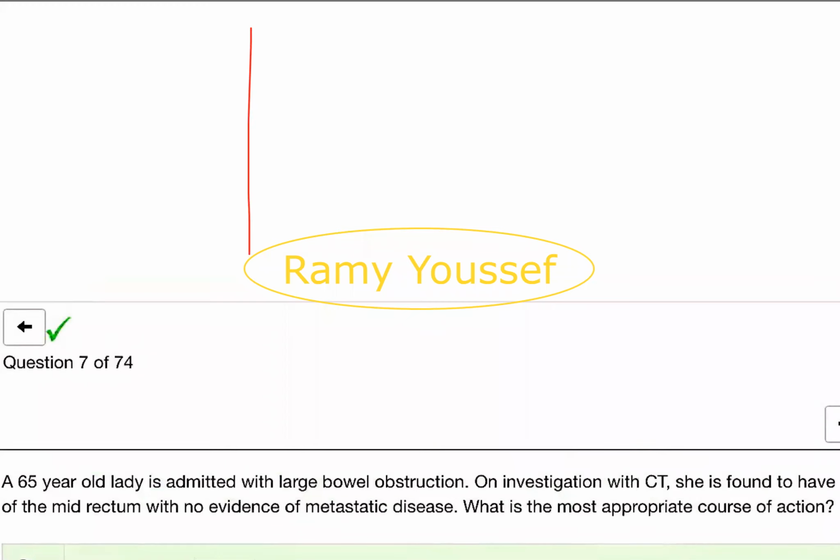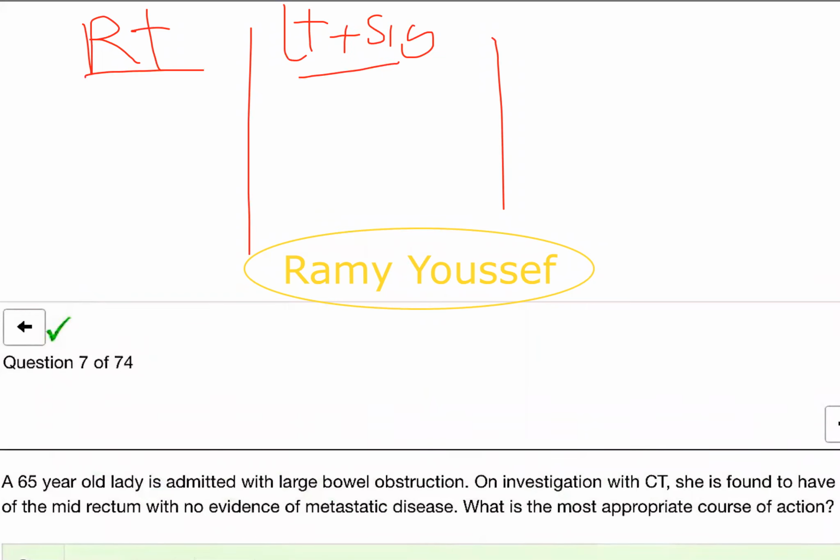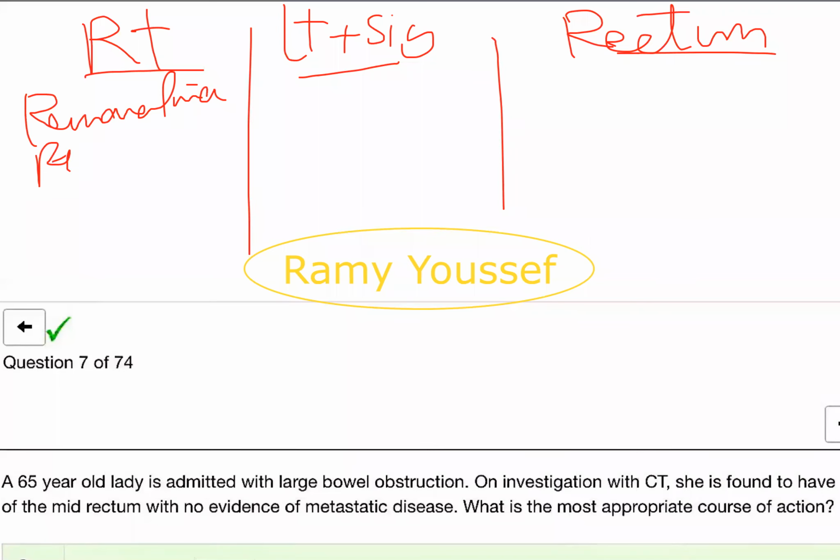We have three categories: right-sided, left plus sigmoid, and rectum. We will consider all these obstructed. On the right side, you can go direct for removal of the mass with right hemicolectomy or extended right hemicolectomy, and then go direct for anastomosis.